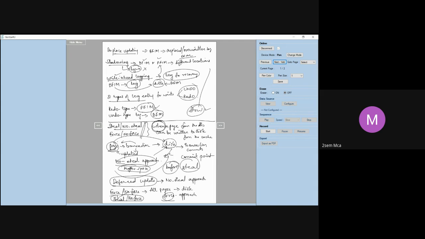Whereas in the steal approach, what is happening? Before the transaction is even completed, you are updating the database. So you don't need much buffer space. Once it is updated, you will go and update the disk immediately, which is the steal approach. So the advantage of the steal approach is that there is no need for a very large buffer space, because in the no-steal approach all the updated pages have to be kept in memory.